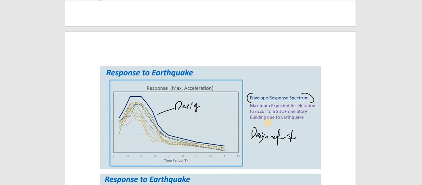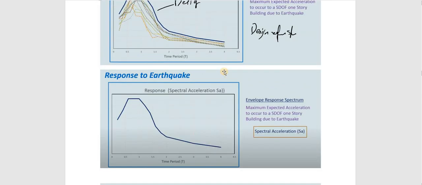So, first is the response spectrum. That is a plot showing a single earthquake. The design response spectrum is the envelope, or the mean plot, showing the response spectra of a lot of earthquakes. And the acceleration.